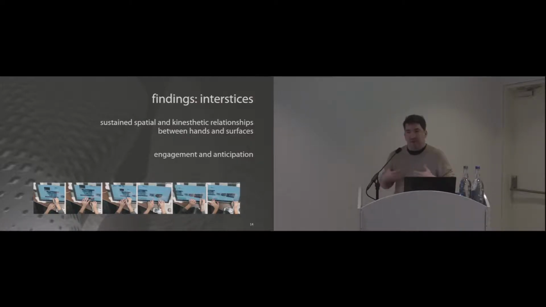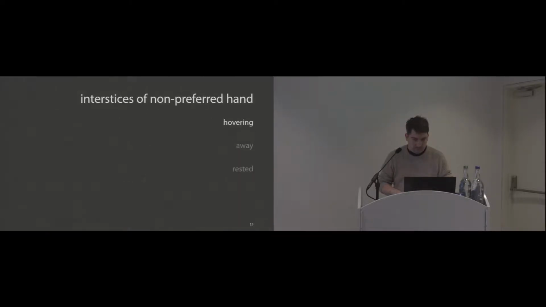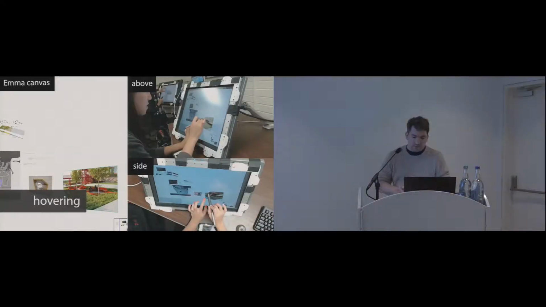But the interesting thing about them is that they reveal aspects of engagement of the hands, as well as anticipation towards future use. So the most interesting things that we saw with the interstices were mostly with the non-preferred hand, and we identified 3 of them: hovering, away, and rested.